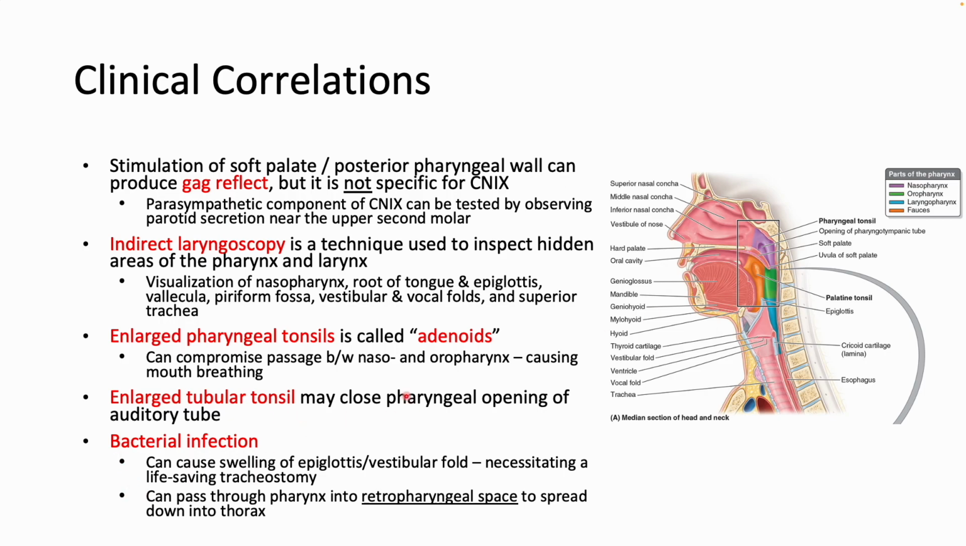We can also get bacterial infection. We talked about that's why we have the tonsils, to filter out so much stuff that we're breathing and smelling that's going through all of this. But if we get an infection here, two things can happen. One, it can cause swelling of the epiglottis or vestibular fold, and that can necessitate a life-saving tracheostomy. Or it can also pass through the pharynx into the retropharyngeal space, behind the pharynx, before we get to the prevertebral fascia. And so it can enter this retropharyngeal space and spread down into the thorax.